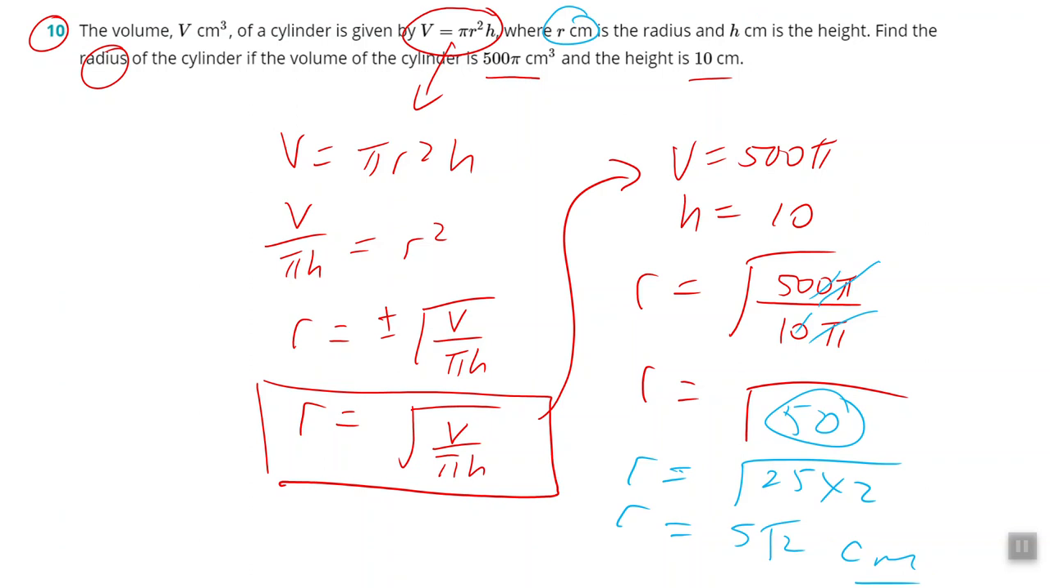Okay, so hopefully that sheds light on how you do a question like this. It's simply a rearranging question and subbing in, okay, to work out your final answer. Hopefully this helps.